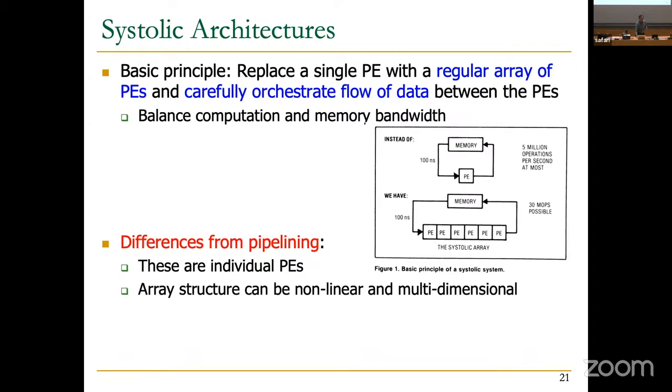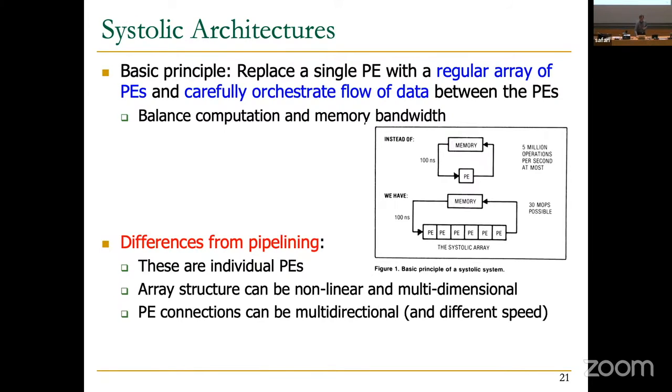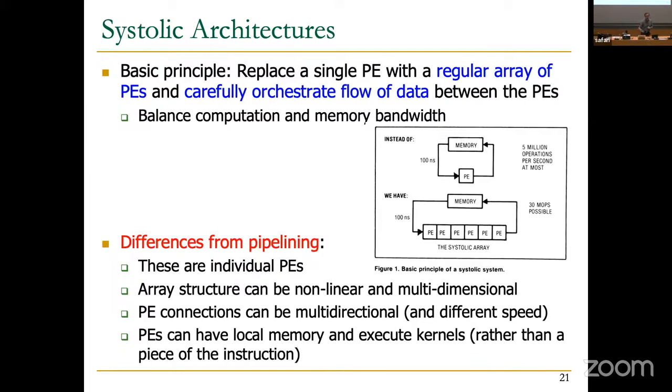So that's a major difference. The other difference is the array structure may be nonlinear and multidimensional, as we see, depending on the computation that you specialize things for. Processing element connections can be multidirectional and at different speeds. So we will see some example processing elements that are connected in different ways. In pipelining, you don't do that, right? Because pipelining is very specialized for instruction processing, and you break the instruction processing into different stages. And also, in the generalization of this model of systolic array, each processing element can have local memory and can execute kernels rather than what is done in pipelining, which is a piece of the instruction.